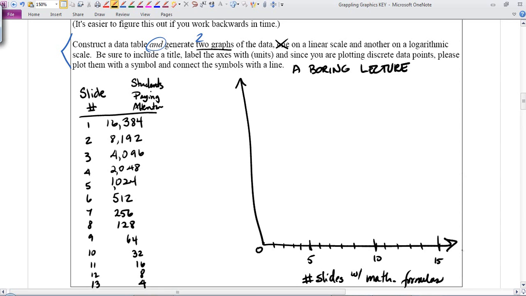All right, then what? Well, what's my range? Ranges from 0 on the y-axis to 16,000 some odd. So I'm going to go maybe in 10,000 increments. Would that work? 10, 20, 30. Yeah, that ought to work. 10,000, 20,000. I know you're saying 10,000 what? 20,000 what? I'm getting there. 30,000. What are these? These are number of students paying attention.